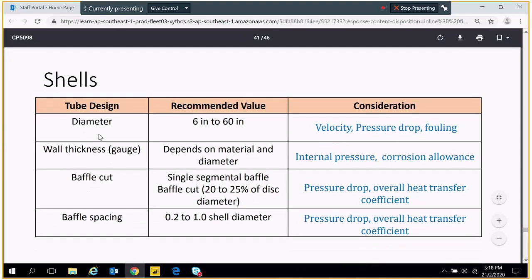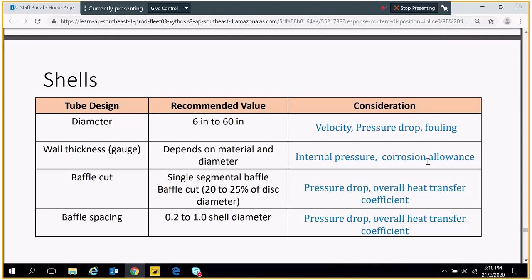Okay, this is the shell diameter. Shell diameter will affect velocity, pressure drop, and fouling. Wall thickness of the shell: you're afraid the shell will burst, so you need to consider the ultimate tensile strength and the yield strength of the shell. Corrosion: you're afraid that this shell will be corroded, and then the chemical will leak out to the surrounding.